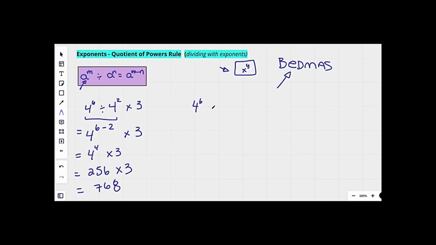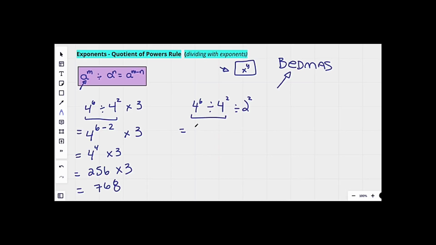4 to the power of 6 divided by 4 to the power of 2 divided by 2 to the power of 2. Okay, so we said before we actually can apply the quotient of powers rule, we need to make sure we have the same base. So when we look at this question, do we have the same base all across? No, we don't have the same base all across. So we can only apply the rule to this part over here.